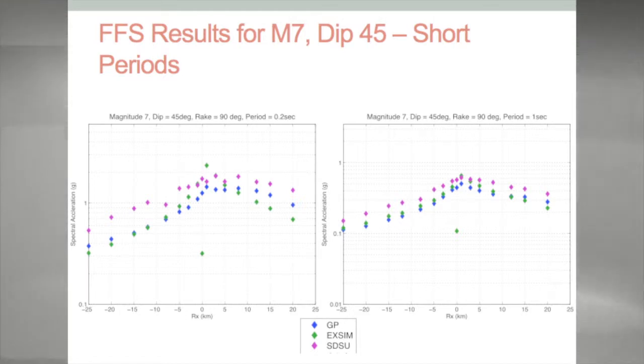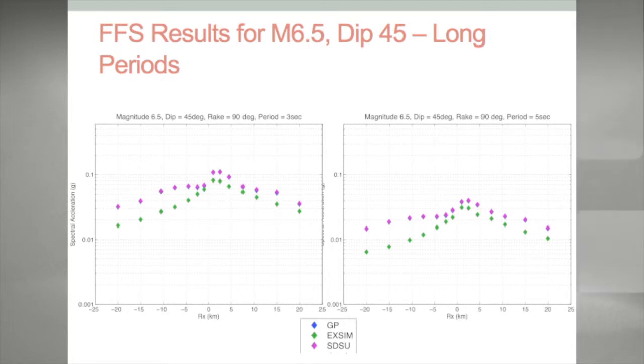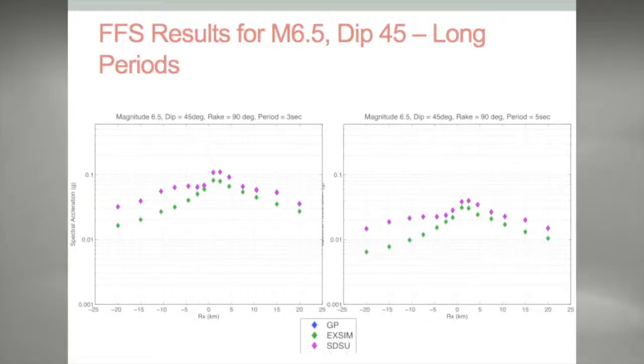Okay, the PPRP had requested the long periods, so I threw these in at lunchtime so that you can have an idea what they look like. This is at 3 seconds and 5 seconds. As Doug was explaining earlier, for Graves and Petrarca and for SDSU, the results are the same for the 3 and the 5 seconds, so they're actually plotted on top of each other. But you can see the difference here.